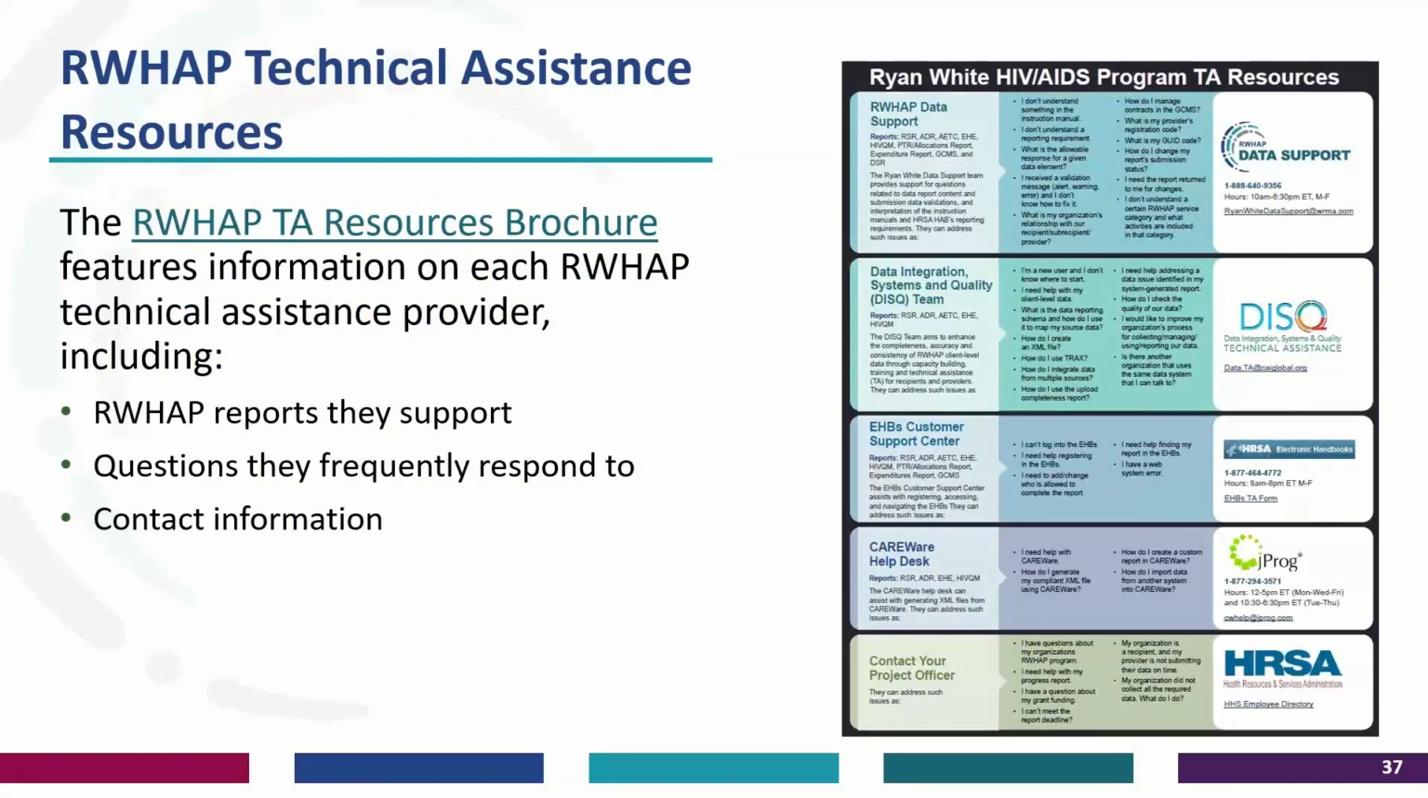So this may feel like a lot to do, but there are several technical assistance resources available to help. The Ryan White TA Resources brochure outlines information about each technical assistance provider, including the reports they support, frequently asked questions they respond to, and their best contact information. Most importantly, please don't forget that there is no wrong door for TA. If we can't assist you, we're happy to refer you to someone who can.